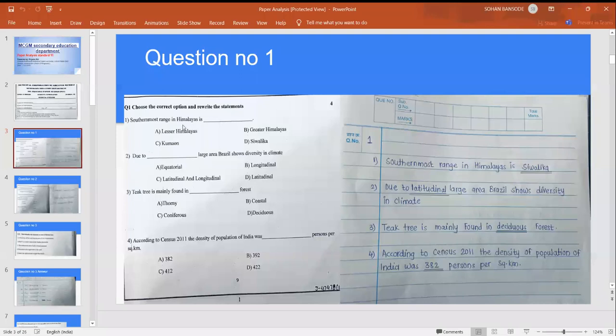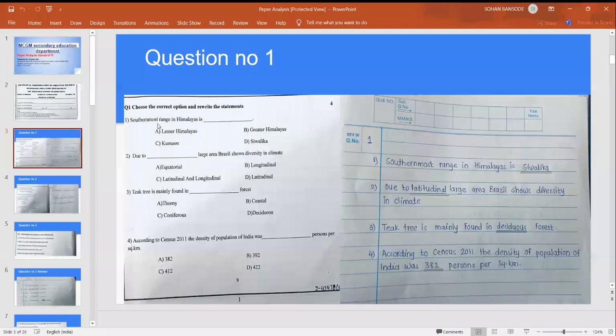So the first one is: choose the correct options and rewrite the statement. Here you need to read the question carefully, because you not only have to select the correct answer, but also rewrite the statement. That means your answer is valid only when you write it as a full sentence. Okay, so keep that in your mind.